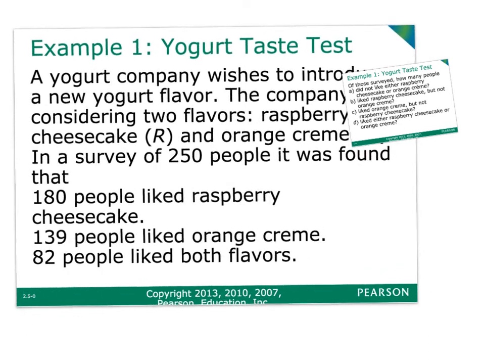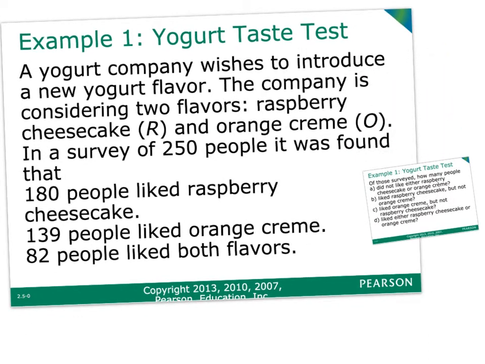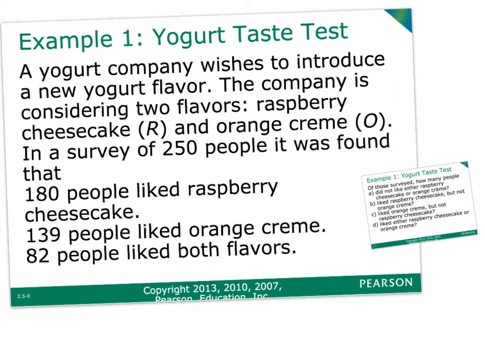Okay, so a yogurt company wishes to introduce a new yogurt flavor. The company is considering two flavors, raspberry cheesecake and orange cream. In a survey of 250 people, it was found that 180 people liked raspberry cheesecake, 139 people liked orange cream, and 82 people liked both flavors.